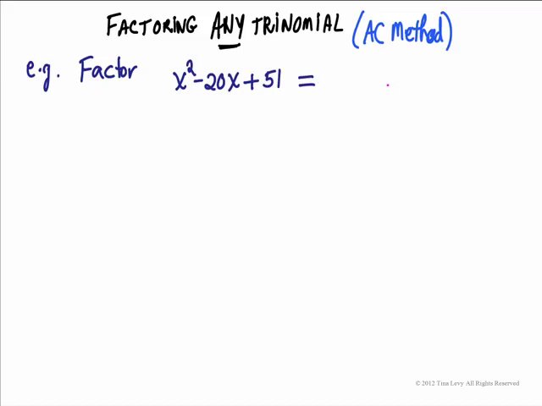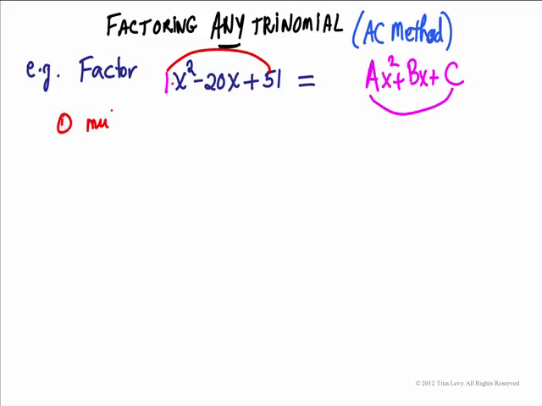I call this the AC method because we're given a trinomial that looks like this: ax squared plus bx plus c. Any trinomial to start with looks like that. We are going to multiply the coefficient of x squared and the constant. That's going to give us our AC value. First step: in this trinomial, it's understood that the a value is 1. We're going to multiply 1 times 51. So our first step is we multiply a times c. In this case, it's 1 times 51, which is 51.